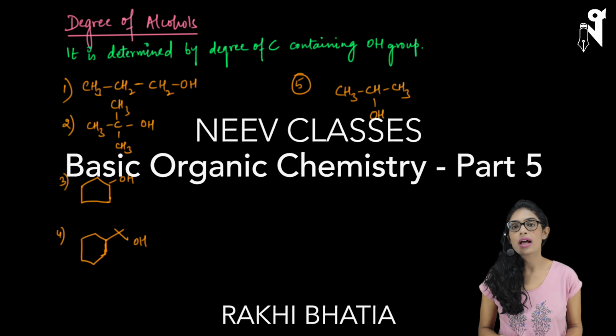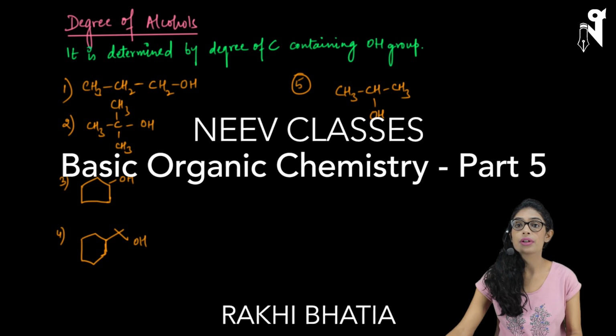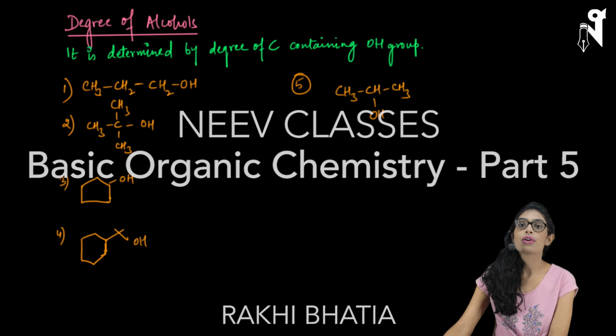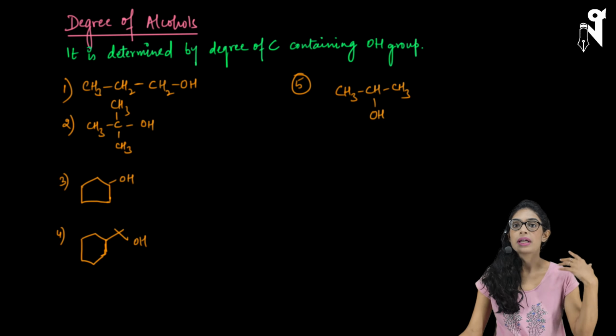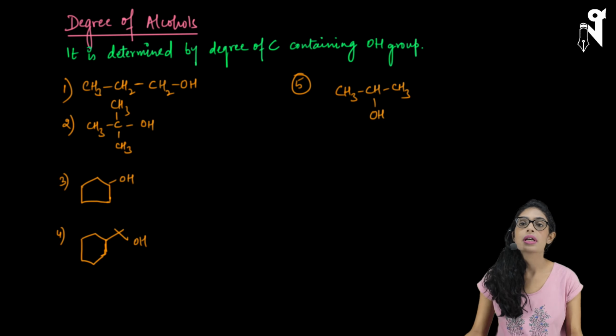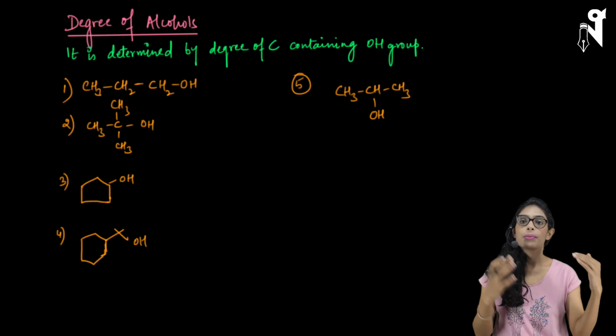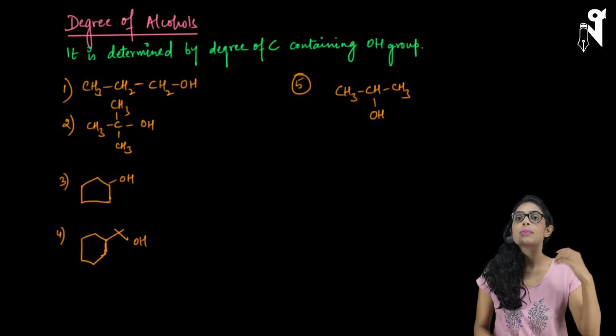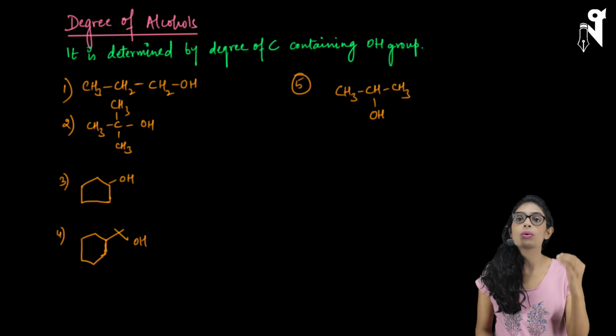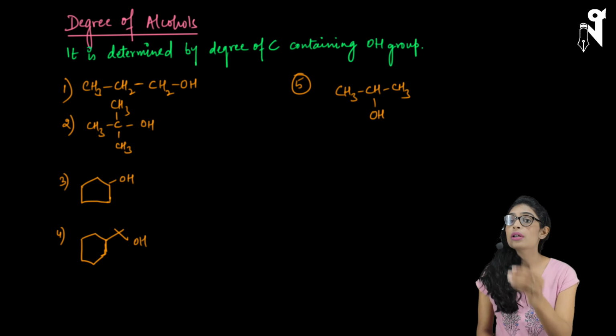Hello everyone. So in the last class, we had done the degree of carbons, degree of hydrogen, degree of alkyl halide, basically haloalkanes, and we had understood what all different degrees can be there for the different compounds, depending upon whether you want to find out the carbon's degree, hydrogen's degree, or halogen degree.